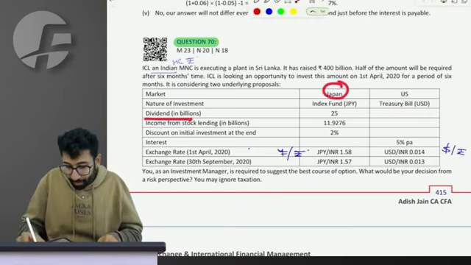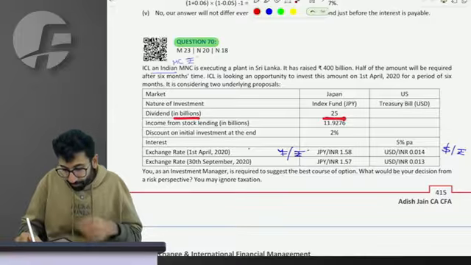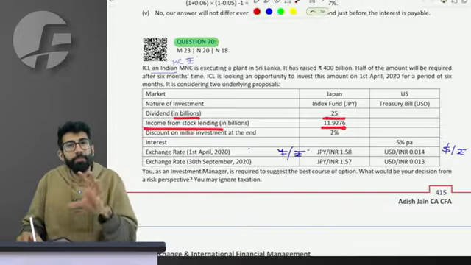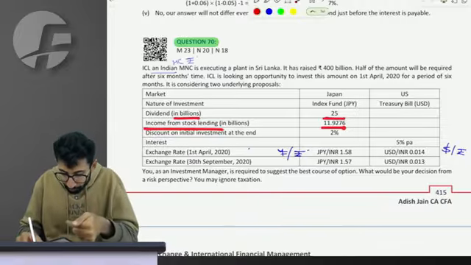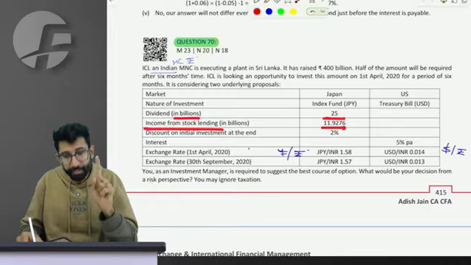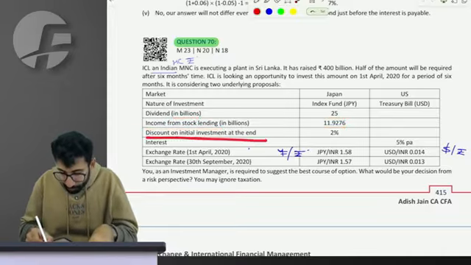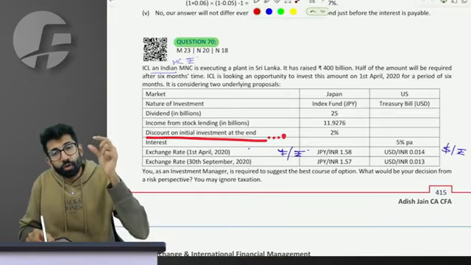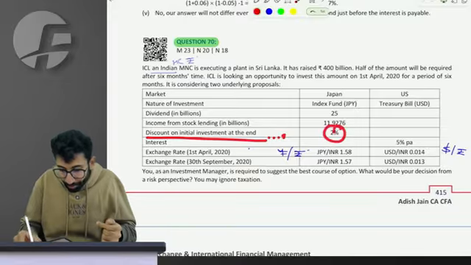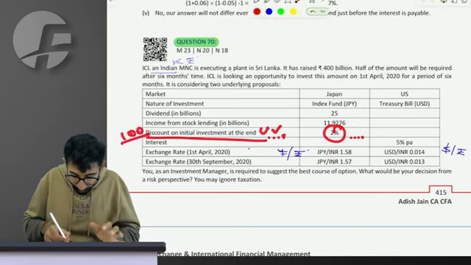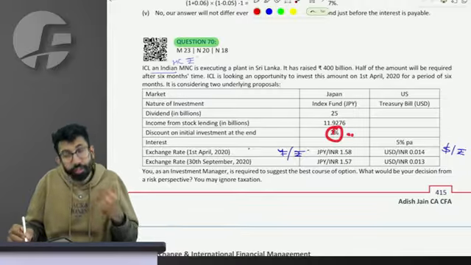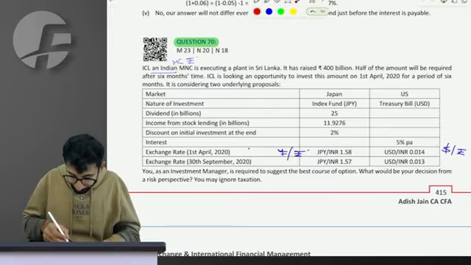Dividend: when I invest in Japan, in billion terms I will earn 25 billion yen. Income from stock lending, which is a type of income related to the share, is 11.9276 billion yen. Discount on initial investment at the end: understand this line. On the initial amount you invested, the closing value of the investment is at a 2% discount. When you invested 100, right now it is left as only 98 in the market. So I have been given the detail of the closing value of my investment.